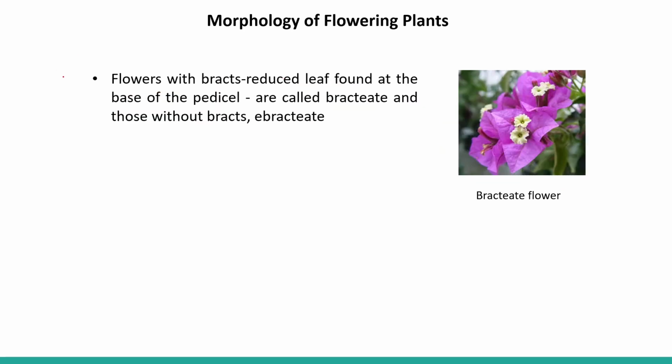Okay, bracteate flower and ebracteate flower. The flower can be bracteate or ebracteate. The flowers with bracts, reduced leaves found at the base of the pedicel. Okay, so here you can see in the case of bougainvillea, it possesses the bracts, and on the lower side of this pedicel, it does not have a leaf. Okay, and these are called bracteate, and those without bracts are called ebracteate. Okay, so the bracteate flower example is bougainvillea.